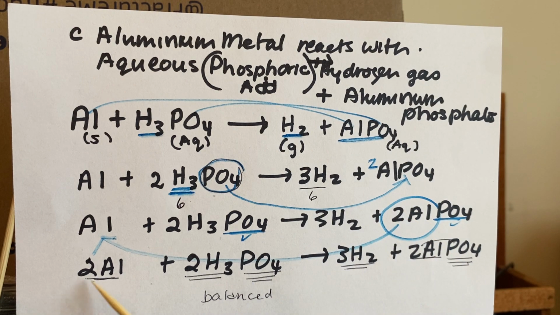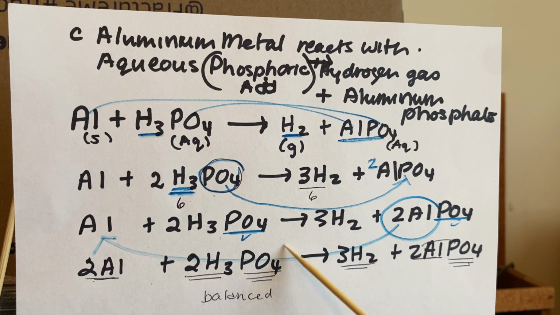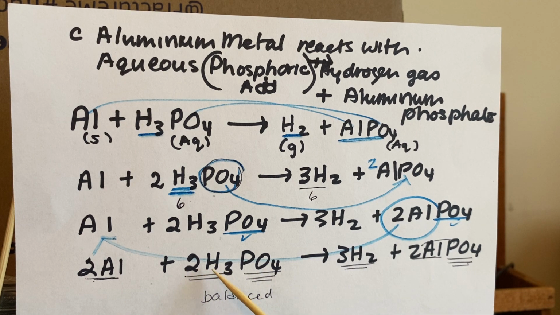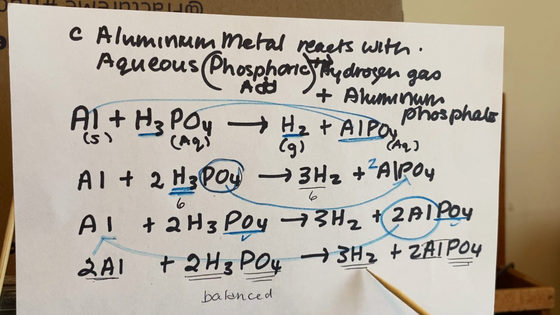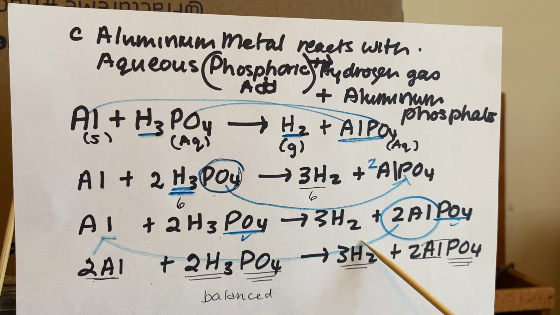So now down here I have 2 aluminum plus 2 hydrogen phosphate, which I want to look at. The hydrogen, there's 3 times 2, so look over here. There's 3 times 2, 6 hydrogens here, they work. And so then I look over at the phosphate here, there's 2 phosphates here, and there's 2 phosphates here. So this whole thing balances.